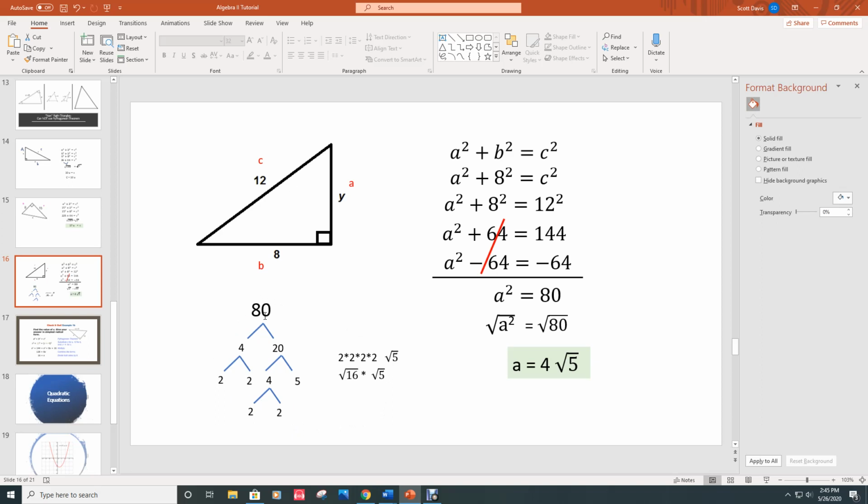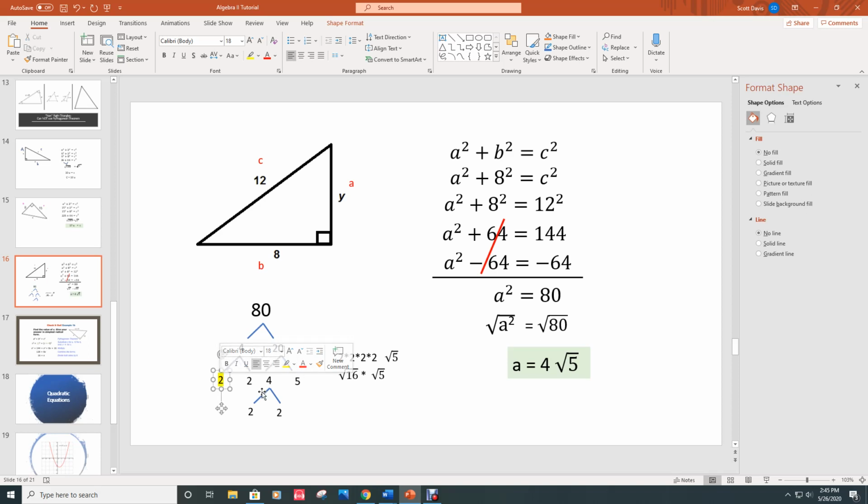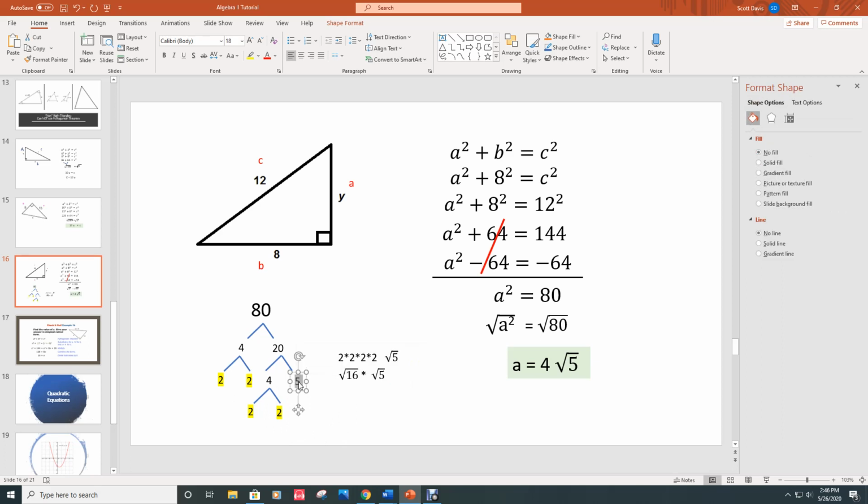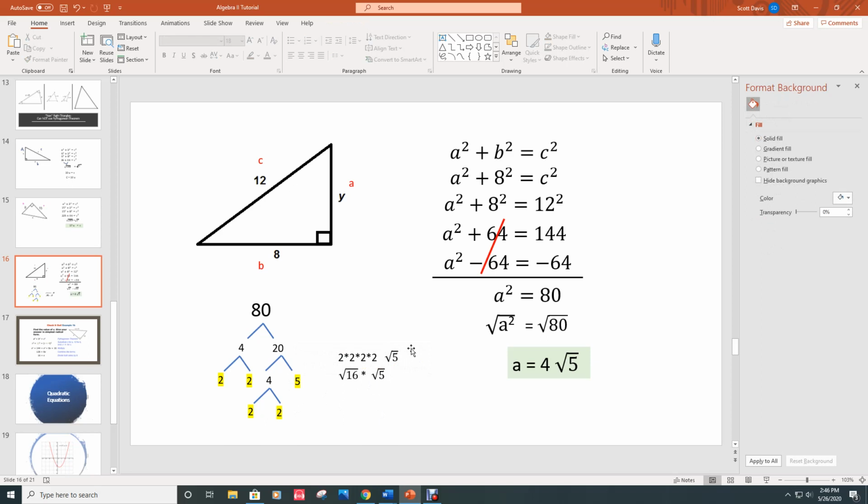You take your number and, even if it takes you a while, just start breaking it down. We may have been able to figure that out a little bit quicker, possibly. Then all of the numbers that are left alone, this one and this one, 2 times 2 times 2 times 2, you pull out. And this one right here that was all by itself and couldn't be broken down, you're going to leave under that square root.